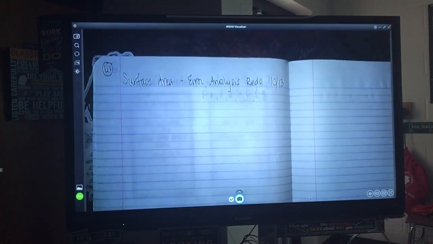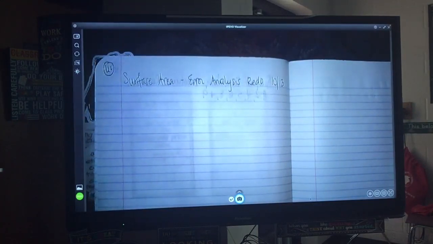All right, you may move around the room. You may pull a chair up to the table. You may sit in a cushion. I don't really care, but you need to be working.